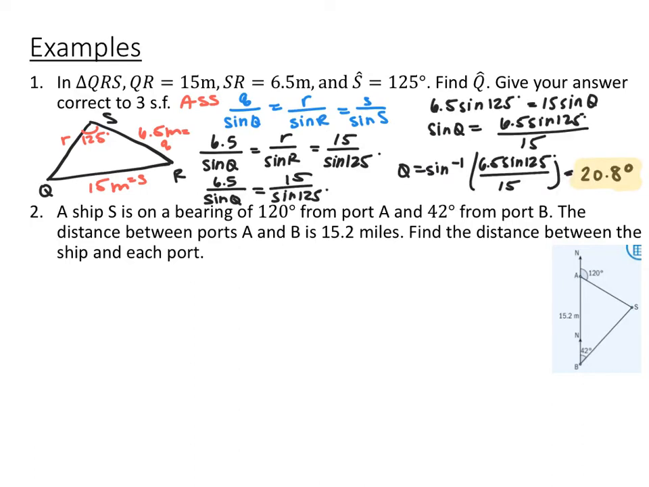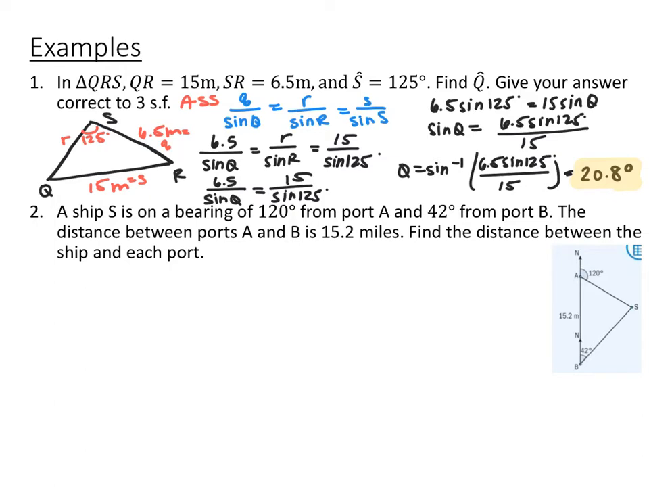So we set up our law of sines here, and I took the one with the sine of Q, the angle Q that I want to solve for, and set it equal to the one that was complete. Then I cross multiplied. So I had 6.5 times the sine of 125 degrees equals 15 times the sine of Q. I divided both sides by 15, so the sine of Q is equal to 6.5 sine 125 degrees over 15. Then I wanted to find Q, which means I need to switch into inverse trig. So Q is the sine inverse of 6.5 sine 125 degrees over 15. Plugged this in my calculator, and I ended up with 20.8 degrees.